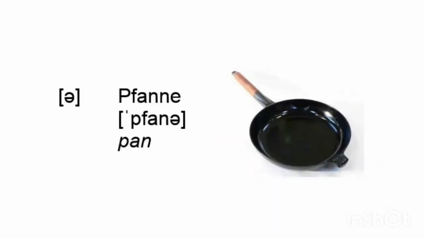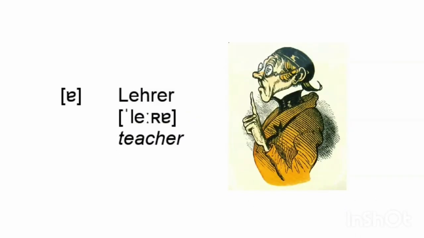And then we covered 2 unaccented vowels. German schwa, as in Pfanne, which is somewhere between English's uh and ah, and as in Lehrer, which is in nearly the same spot as English's er.